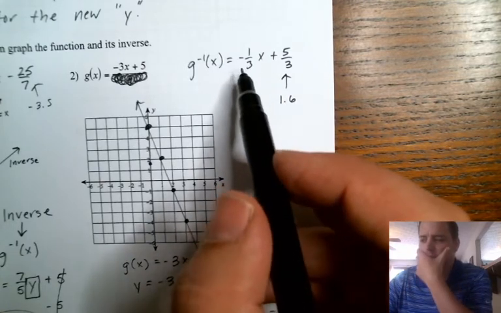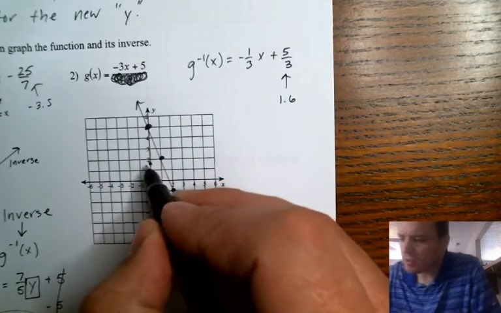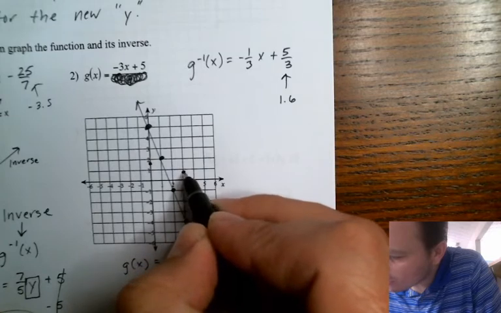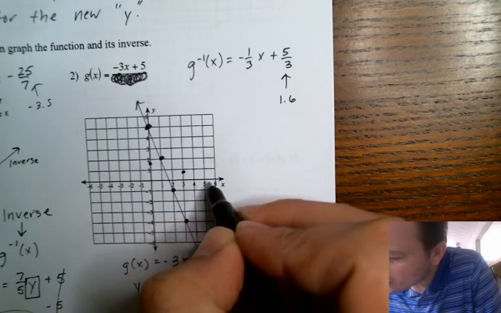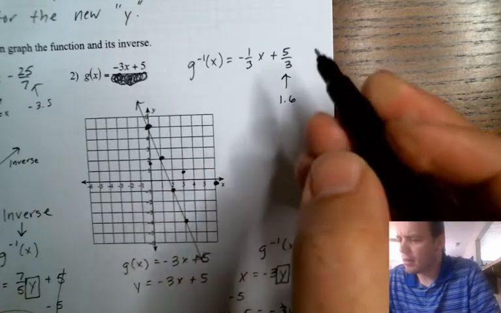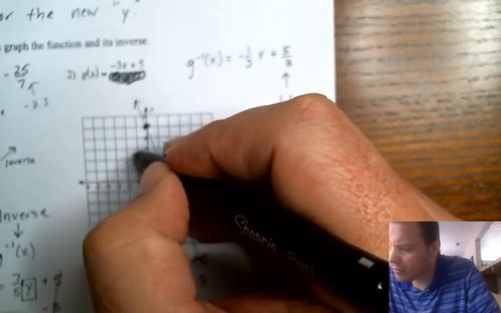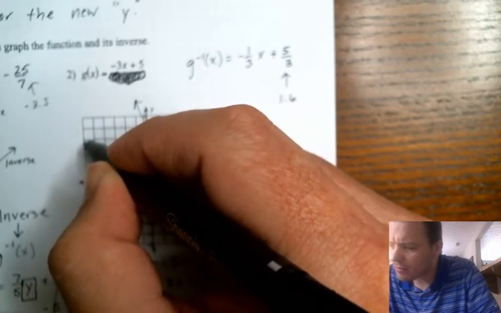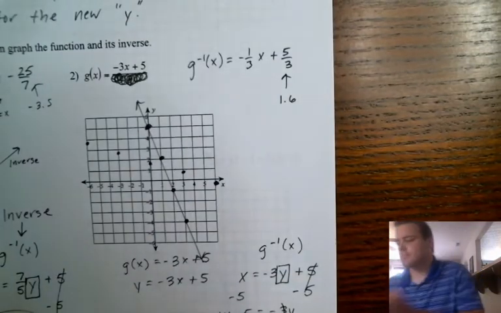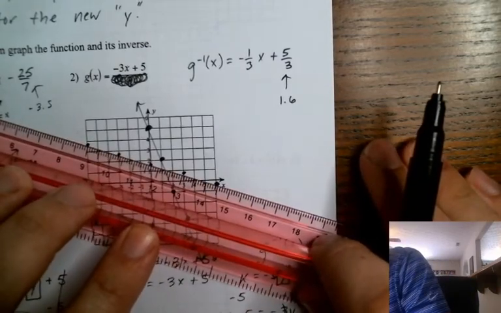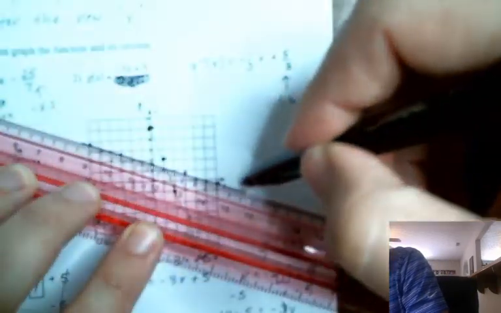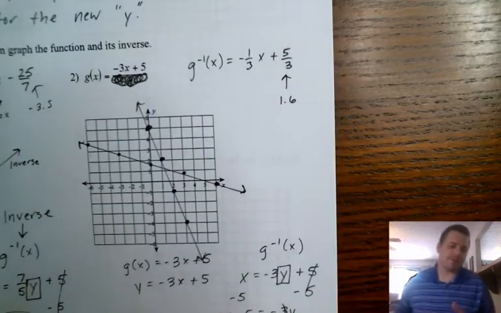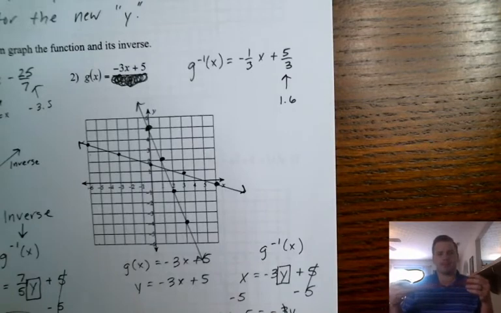So I go down 1 and right 3. 1, 2, 3. Down 1 and right 3. And then the opposite would be go up 1 and left 3. 1, 2, 3. And we have that right there. That would be its inverse.